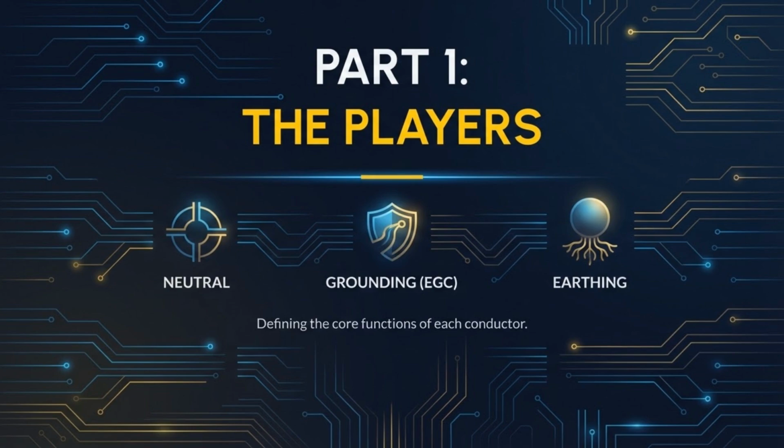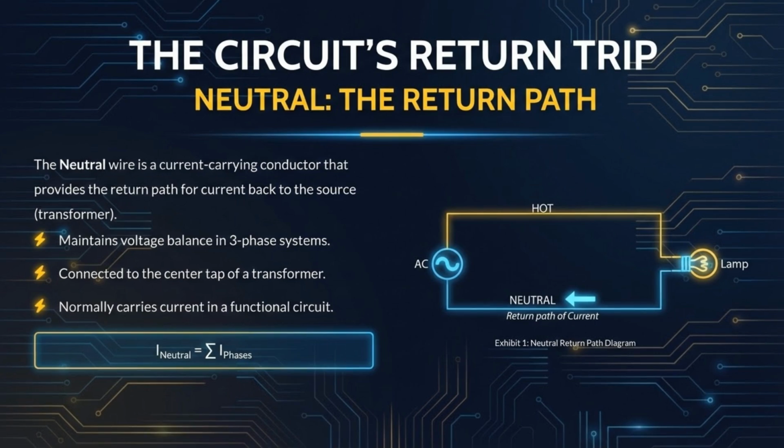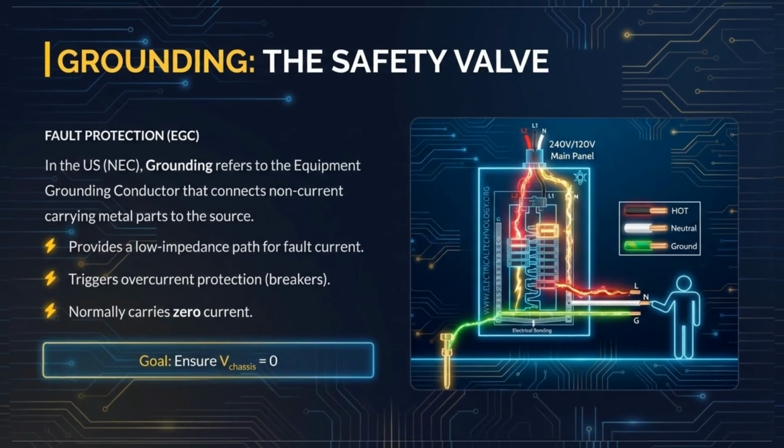or EGC, and earthing. The neutral wire is the circuit's return path. It is a current-carrying conductor that provides the path back to the source. It maintains voltage balance, is connected to the transformer's center tap, and normally carries current.